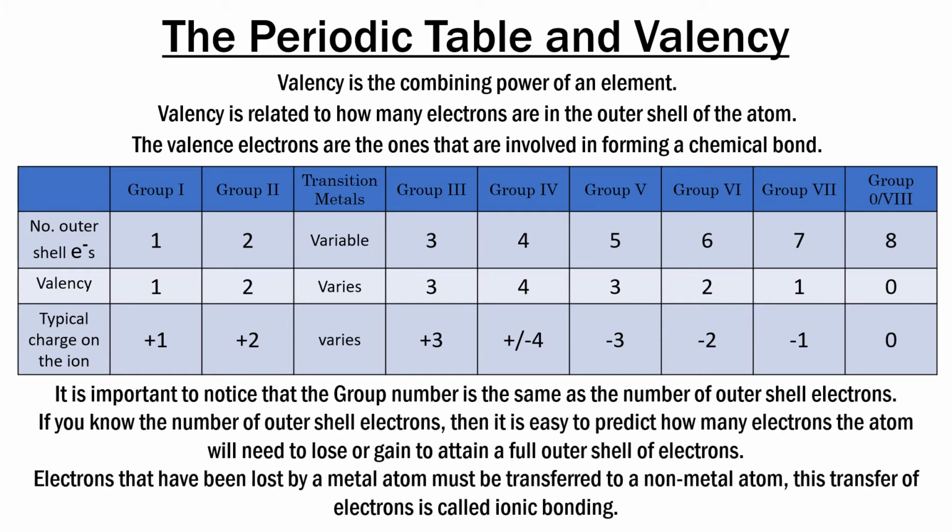So using that, it's important to notice that group number is always the same as the number of outer shell electrons. If you know the outer shell electrons, then it's easy to predict how many electrons the atom will need to lose or gain to attain full outer shells of electrons. Electrons that are lost by metals must be transferred to non-metals. This transfer of electrons is called ionic bonding.